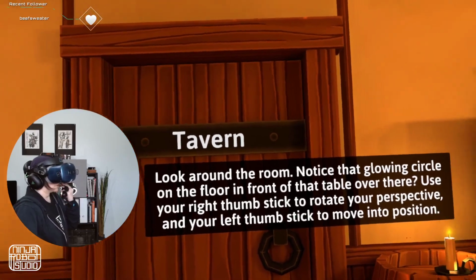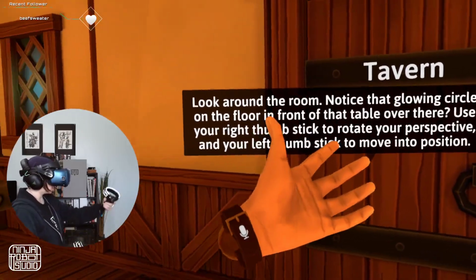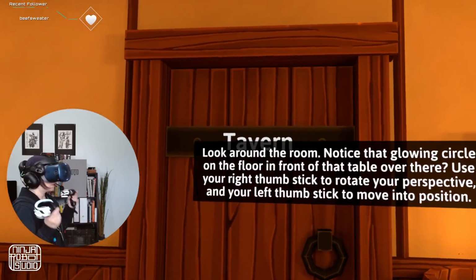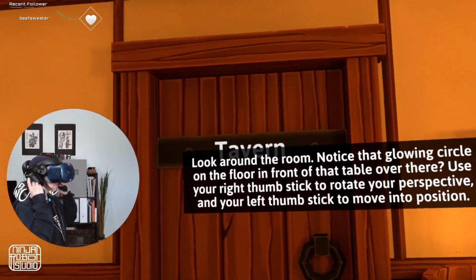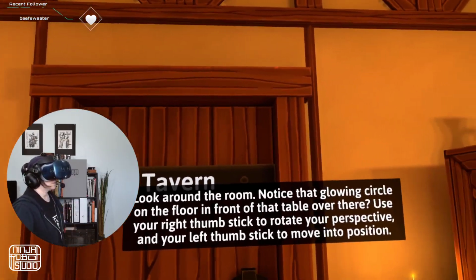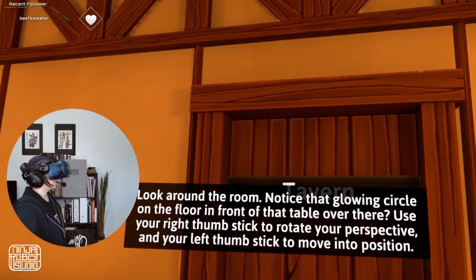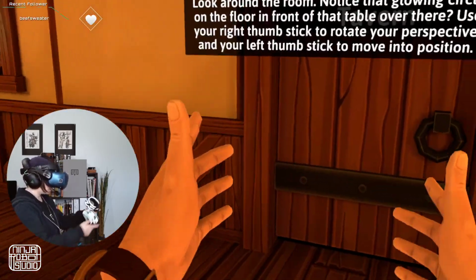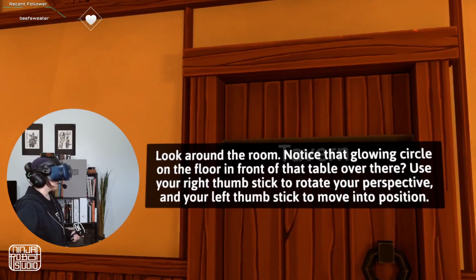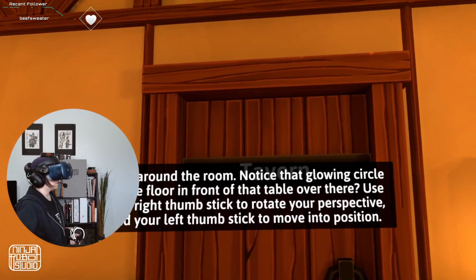And now we're in the tutorial. So it's telling me I have hands, I have a little watch here, so it's multiplayer, so I can mute and unmute myself in world, in the game, if I want. And it's telling me to look around the room and notice that glowing circle on the floor. I use my right thumbstick, which I can't see in world, to rotate and my left thumbstick to move into position.